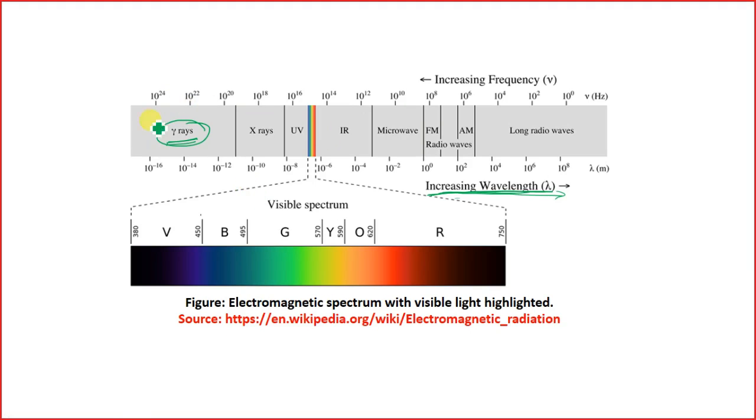Okay, and then as we move on towards the right, we have X-rays, then we have UV region, then we have visible spectrum, then we have IR, then microwave, FM region, radio waves. This total is the radio waves. Okay, FM and AM, and then we have long radio waves. Since we are having the smallest lambda in this region, this is up to UV.